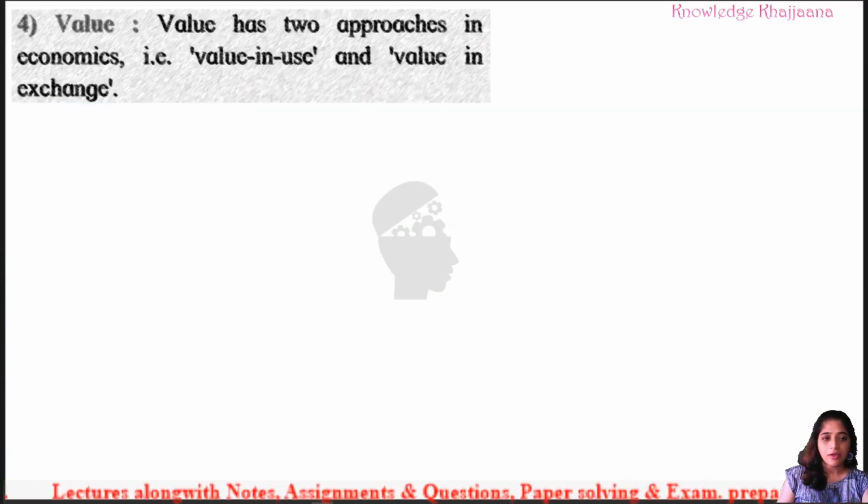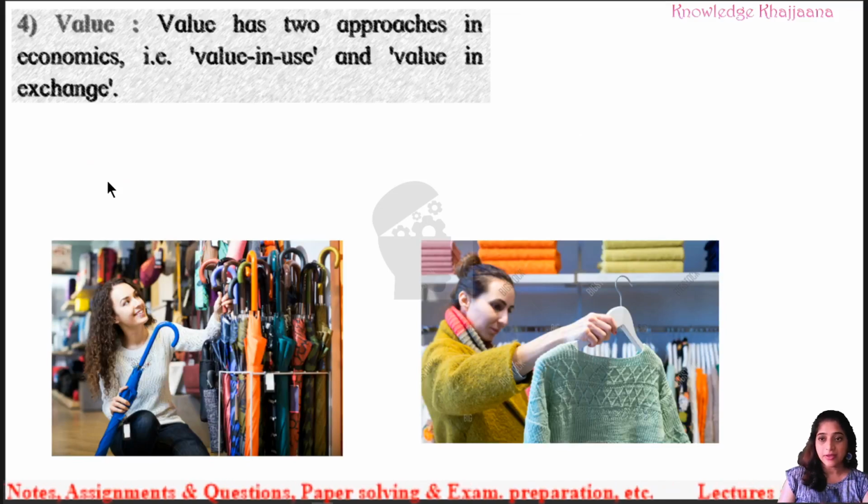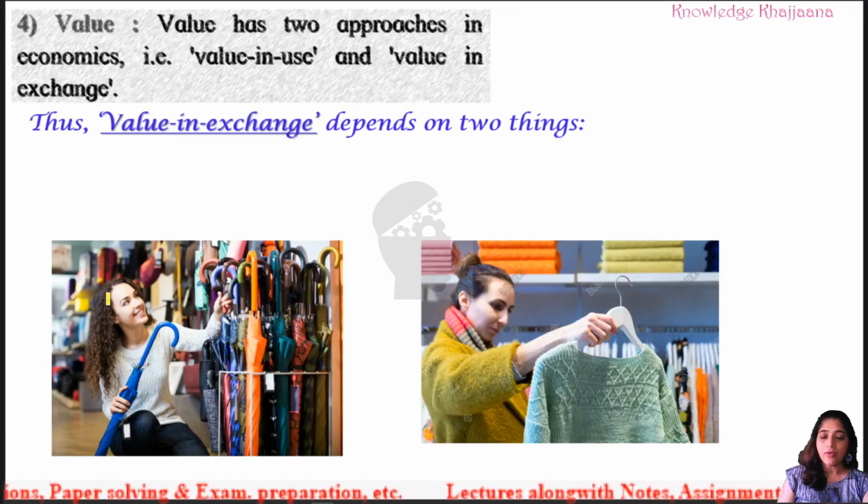Thus value in exchange depends on two things, that is time and place. This value in exchange varies or changes depending upon these two things. Which are the two things? Time and place.